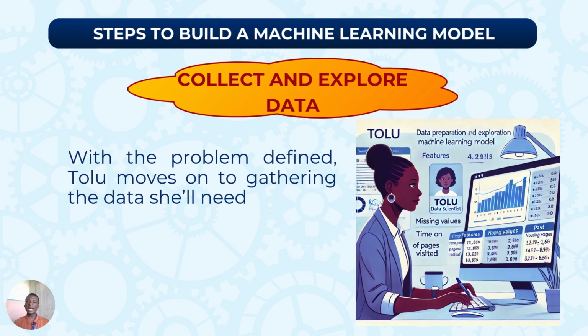With the problem defined, Tolu moves on to gathering the data she'll need. In this case, she's looking at features like time spent on the website, the number of pages visited, and past purchase history. But data can be messy. So before diving in, Tolu explores the data set, looking for missing values, outliers, or patterns that might help or hinder the model's accuracy.